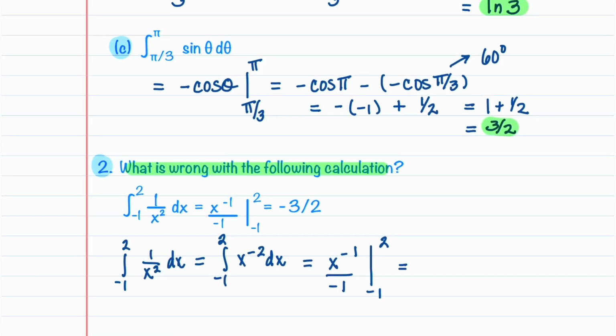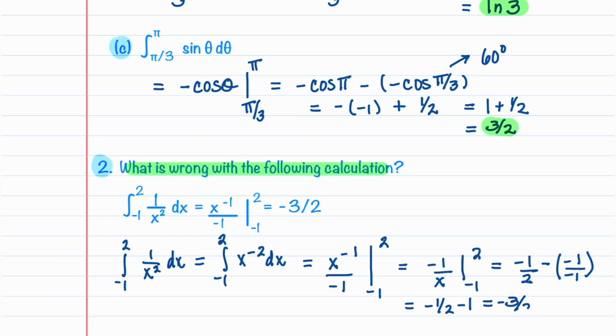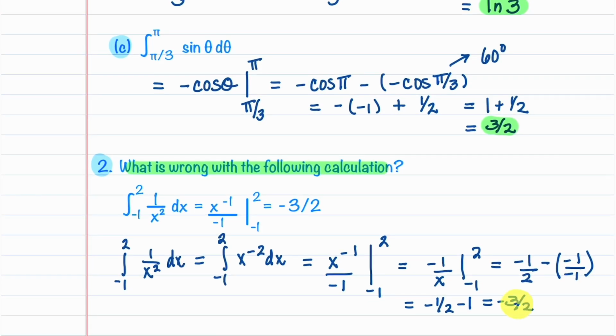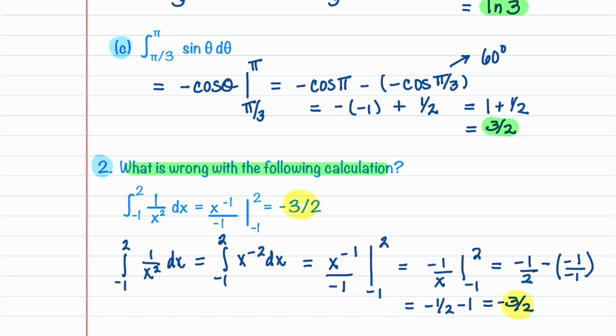This then is -1 over x from -1 to 2. This is -1 over 2 minus a -1 over -1. And this gives us a -1/2 minus 1, which is -3/2. So we got an answer exactly like they did. So now we have to think about what's wrong with what we did.